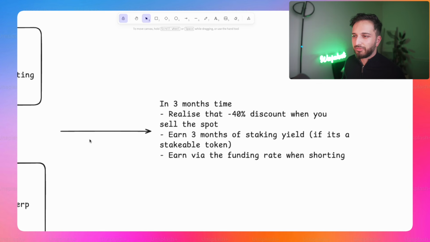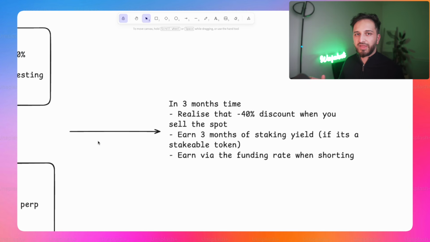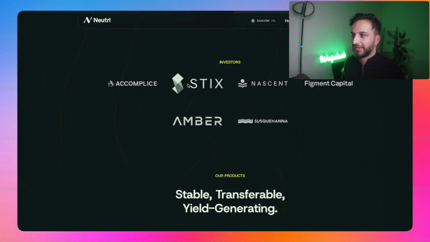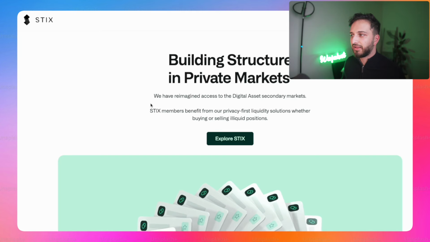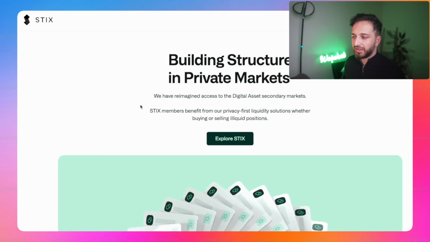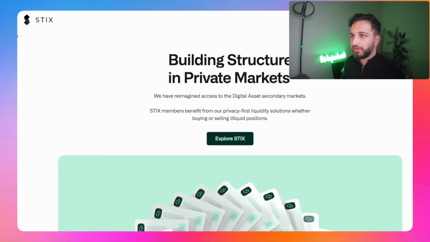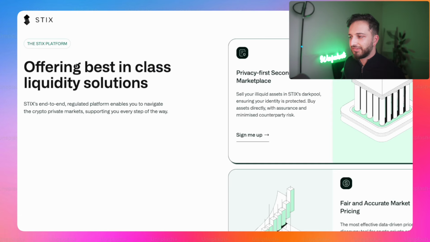Now, you might be wondering, how is this possible? Like, what do they have that lets them go to these foundations or get these really, really good deals? And it's a partnership that they have with STIX, who are one of their lead investors as well. STIX being the largest OTC market in crypto today. And as far as I'm aware, 70 to 80% of all OTC volume goes through STIX. And this is really the edge here.